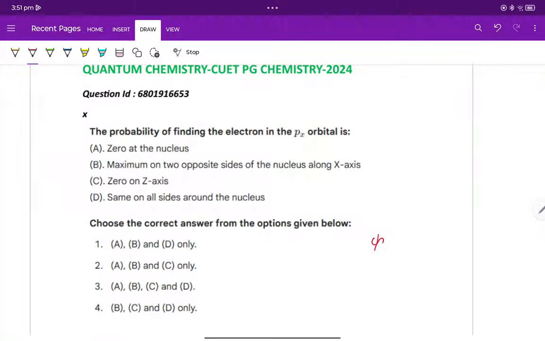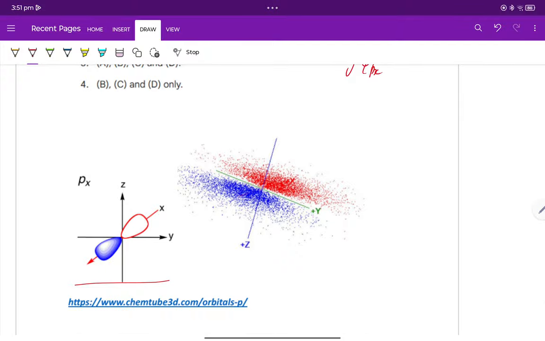I have taken this diagram from this particular website. Maybe students should try to go to this site to see the orbitals and their probabilities. Very good simulations are given in this site, ChemTube 3D. So this is our px orbital.